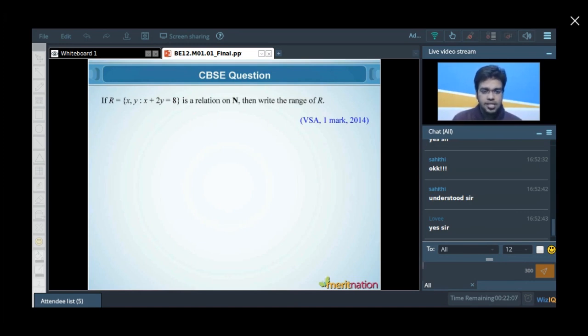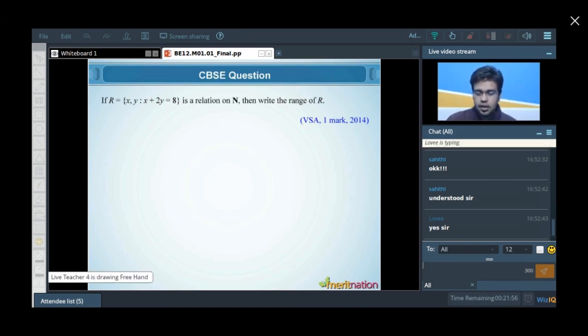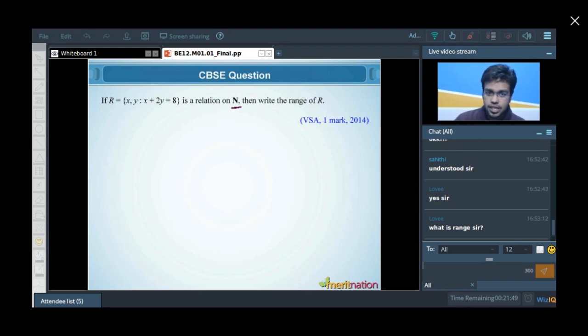If R is defined as x comma y such that x plus 2y equals 8, and this is a relation on natural numbers N. Whenever you see a bold capital N, that means it consists of natural numbers. Now you need to write the range of R. So the range of R will be what? First of all, we can take what values x can take.